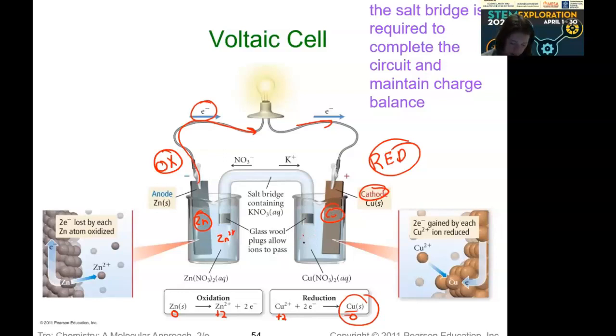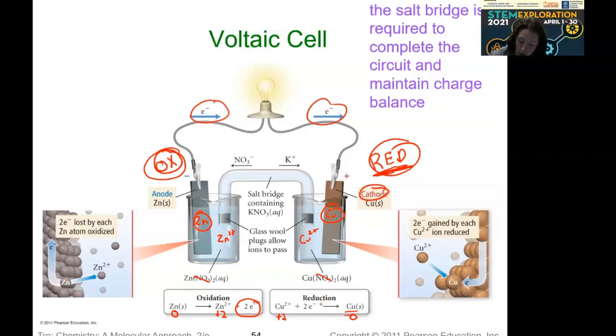I'm just going to rewrite this. And again, the reason I'm not writing these nitrates here is because those are spectator ions, not really important in our reaction. Then you need to know the direction of the electrons. The direction of the electrons always goes from the anode to the cathode. Why? Because the anode is the oxidation. They always lose electrons. The anode is always losing electrons. The cathode is where reduction happens. The reduction is always gaining electrons. So here's the direction of our electrons. So they're going this way.